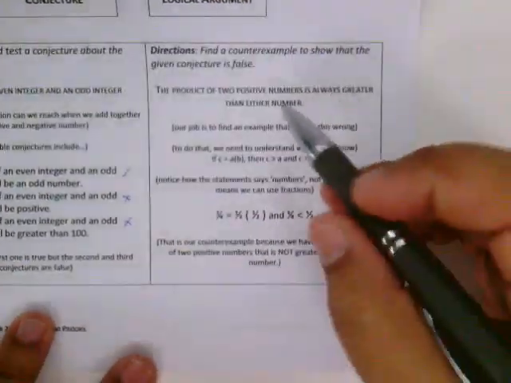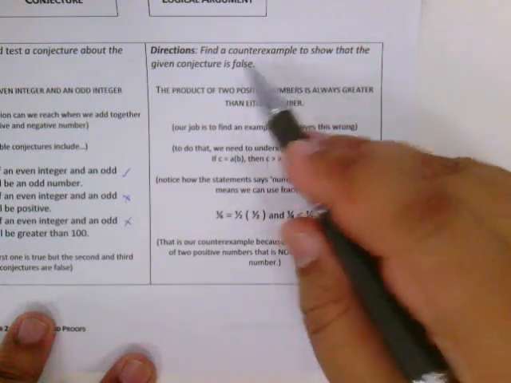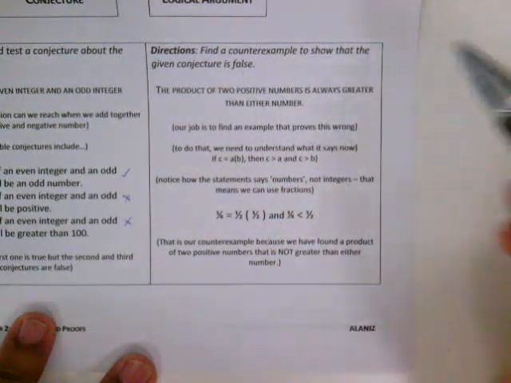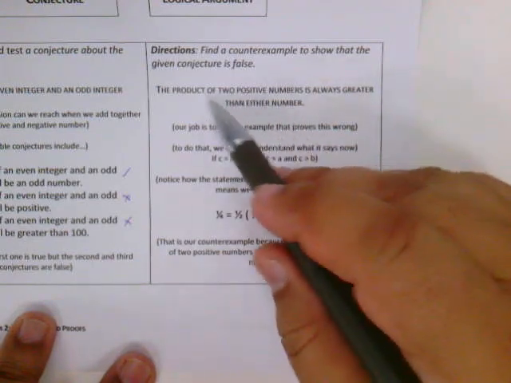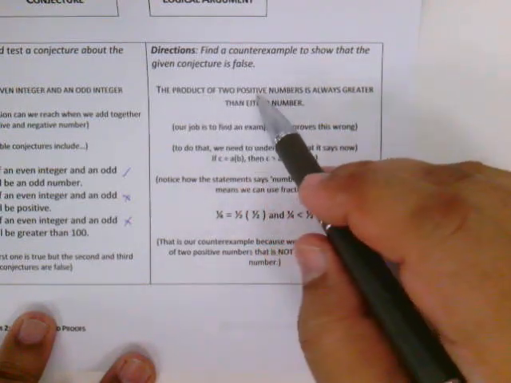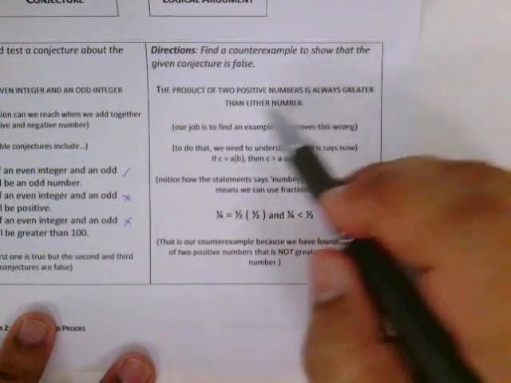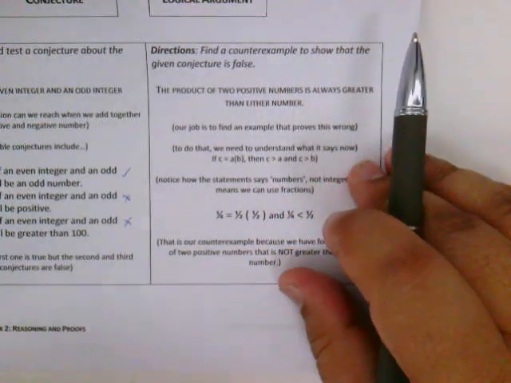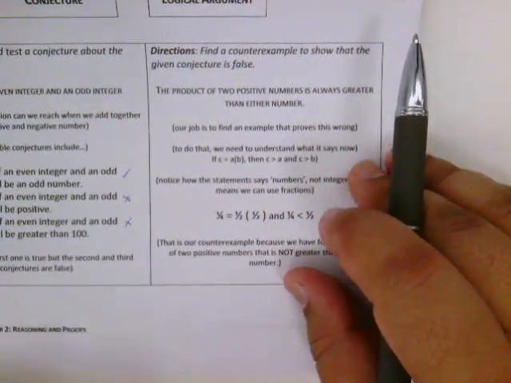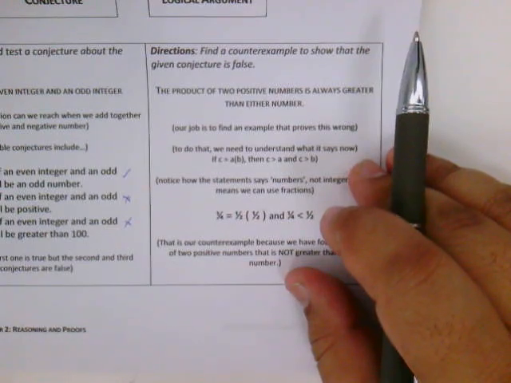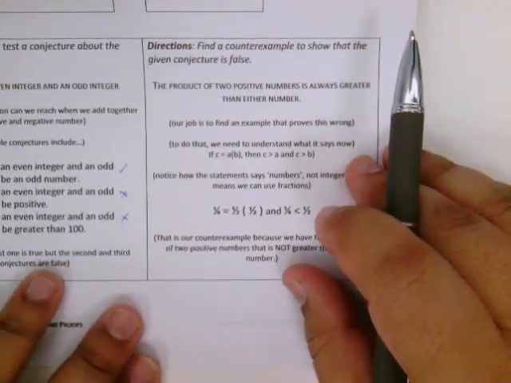Let's take another look at another one. Find a counterexample to show that a conjecture is false. So here's an example of a conjecture. The product means multiply. The product of two positive numbers is always greater than either number. Okay? So if I take two numbers and multiply them, the answer is going to be bigger than either one of those numbers. Oh, well, that makes sense.